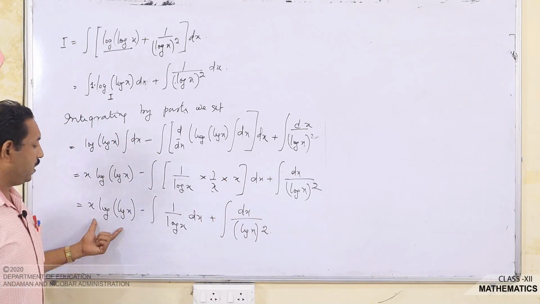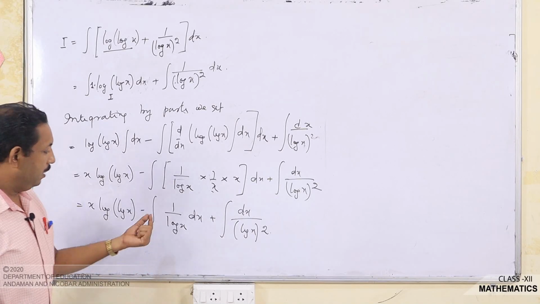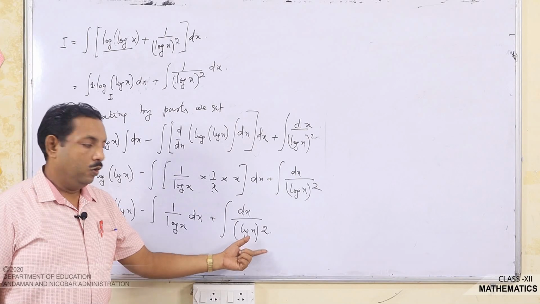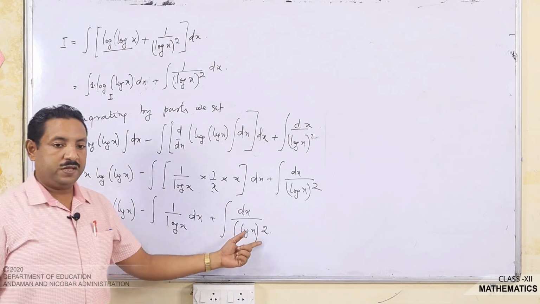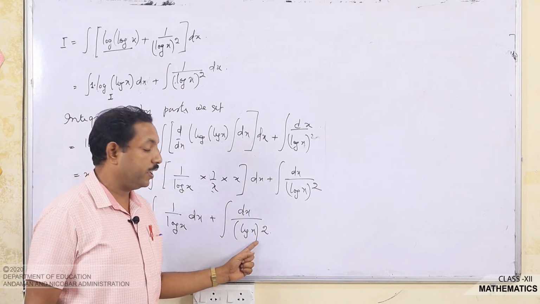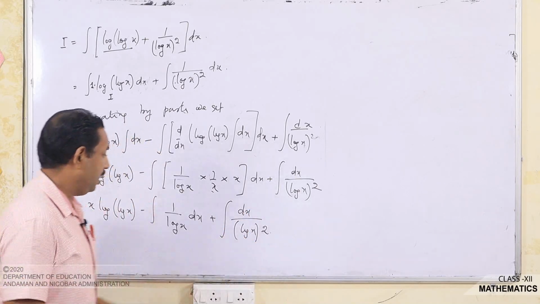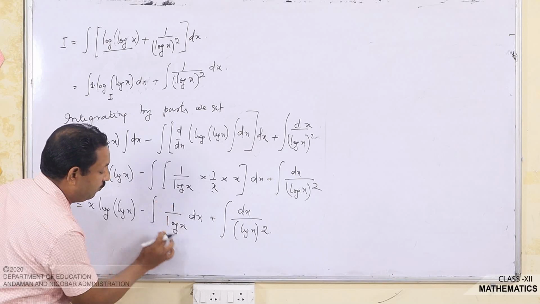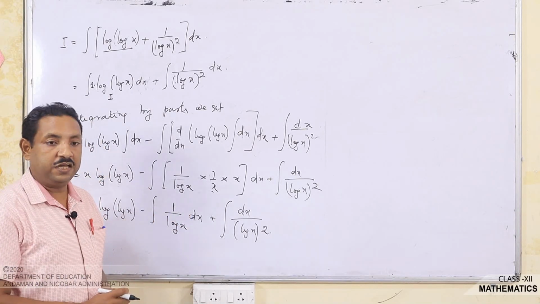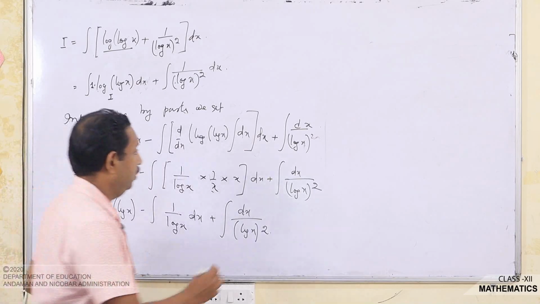Now look here, this part integration is over, we have this part and this part, okay, but still it is not same. We have 1 by log x here and we have 1 upon log x the whole square here. That means you have to do the integration over this part again, and again you can apply the integration by parts. Let us see.